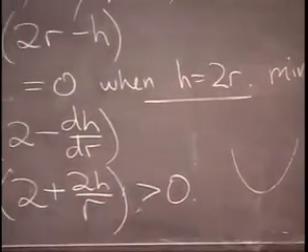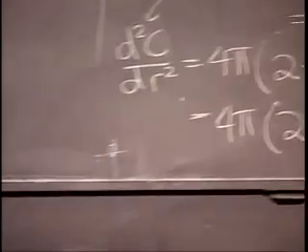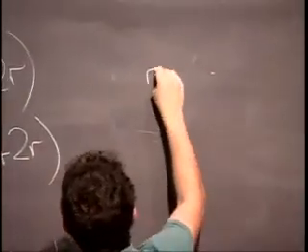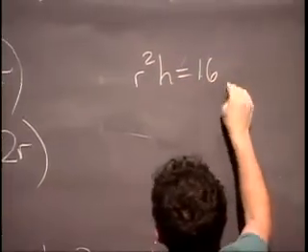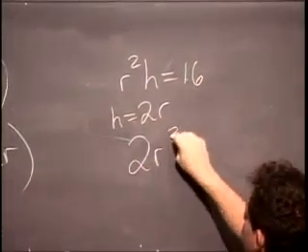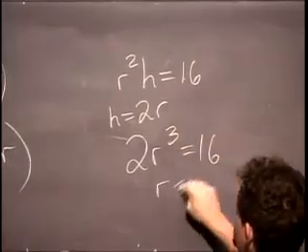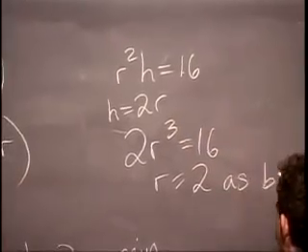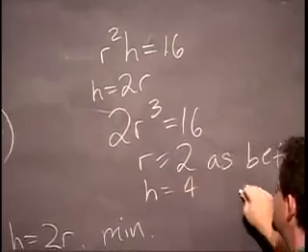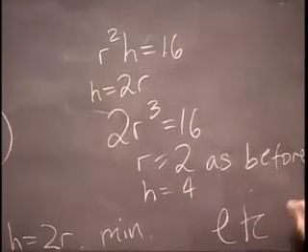It's really weird, it's all implicit stuff here. But look how simple the computation is. Simpler than the other one. So this is now a minimum. And of course, to find out what it is, you have to go back into the original equation, r squared h equals 16. We know h equals 2r. So this means 2r cubed is 16. r equals 2 as before. And we immediately know h equals twice that much. And you continue as before.